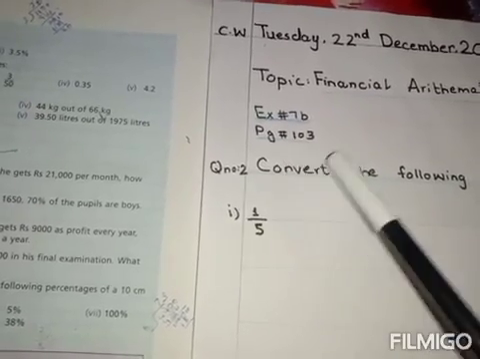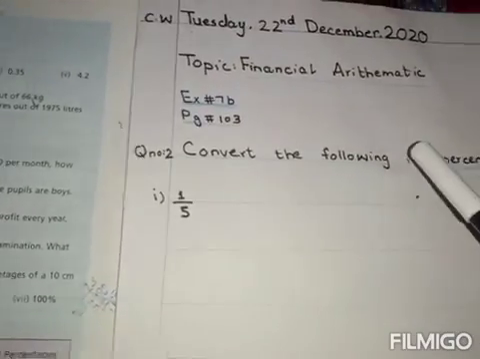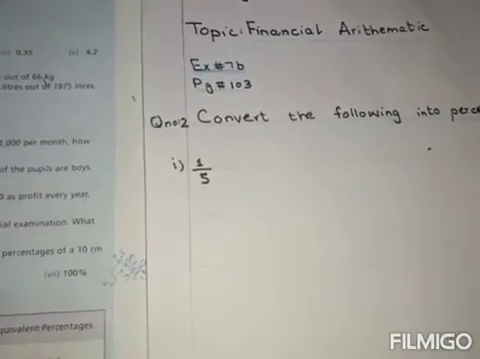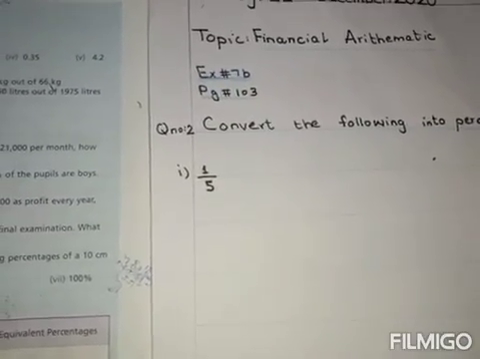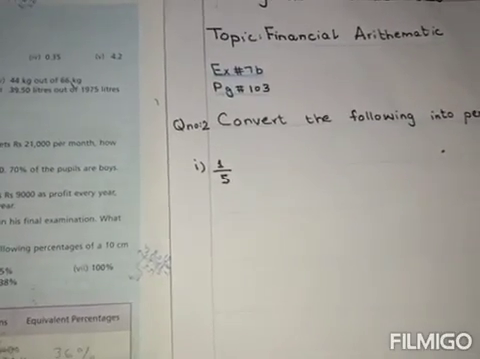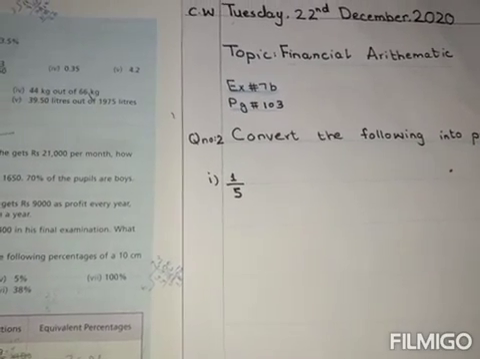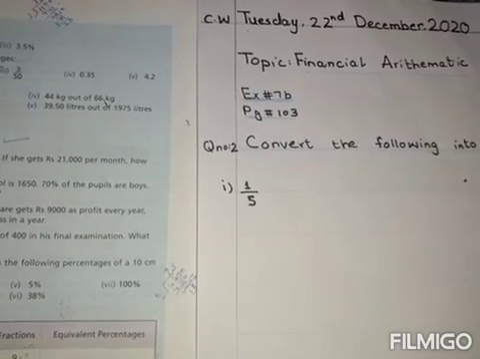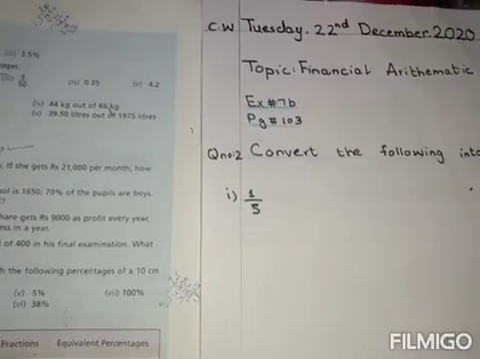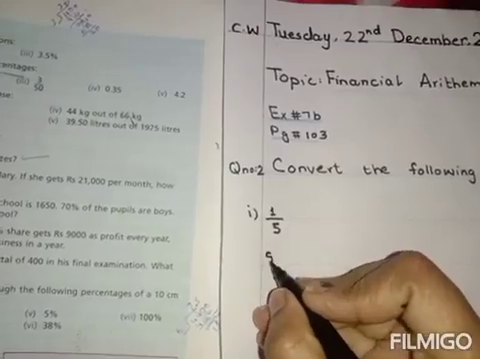Question number 2, convert the following. First part is convert the following into percentages. Okay, students, to convert a fraction or a number into percentage, we just need to multiply it by 100. So we will start our solution. They have given you a fraction which is 1 over 5. So we will start the solution.